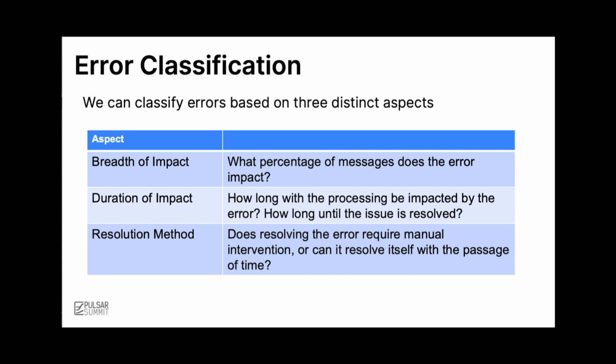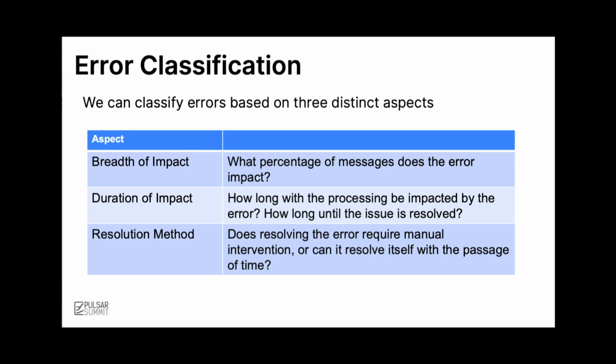But to think about them in more concrete terms, or put them into classifications or buckets, we usually consider these errors across three key aspects. First is the breadth of the impact. What percentage of messages does this error impact? So going back to the previous slide, for an example like bad messages, the scope or breadth of impact is just one single message. If you have corrupt data, it's just going to impact that message, and the next messages will be able to be processed without issues.